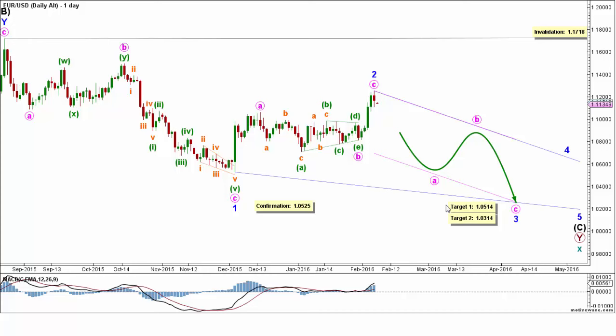Now at 1.0514, minor wave 3 would reach 61.8% the length of minor wave 1, then at 1.0314 it would reach 78.6% of its length. This wave count is invalidated by movement above 1.1718 as minor wave 2 may not move beyond the start of minor wave 1.